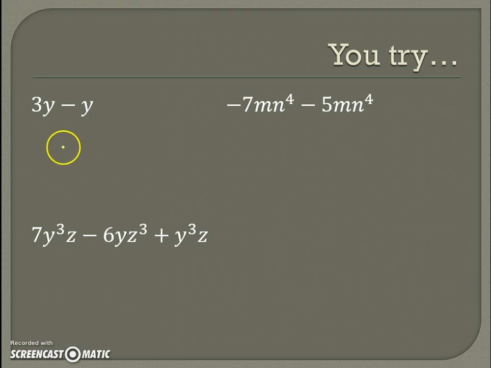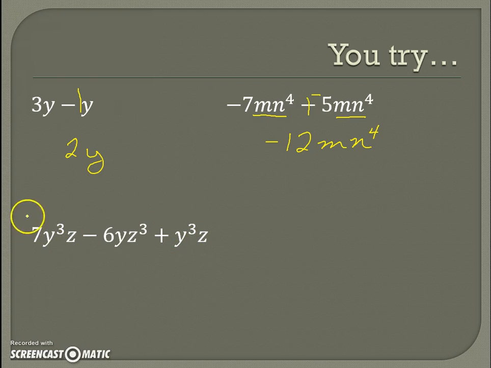All right, when you're done, hopefully you found this first one to be 2y. Be careful because this y right here has an assumed coefficient of 1. There's an assumed coefficient of 1 right there, and that's an easy mistake for students to make. This one right here, they have exactly the same variable makeup, so I could add those. It's a negative 7 plus negative 5, so that's negative 12mn to the 4th.